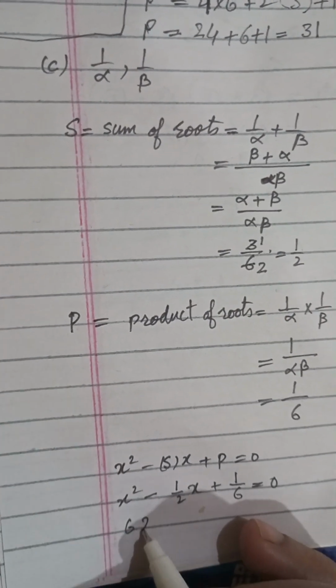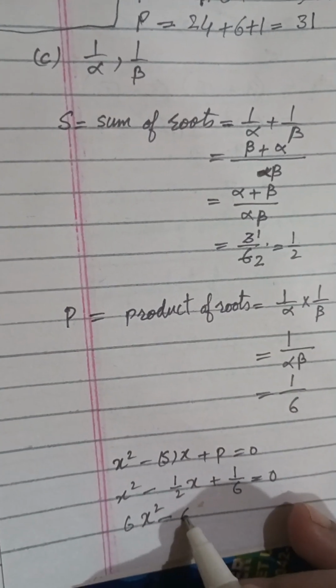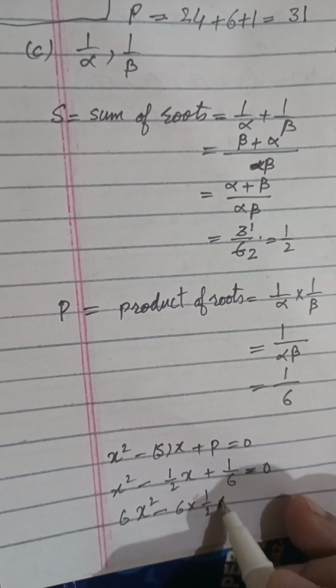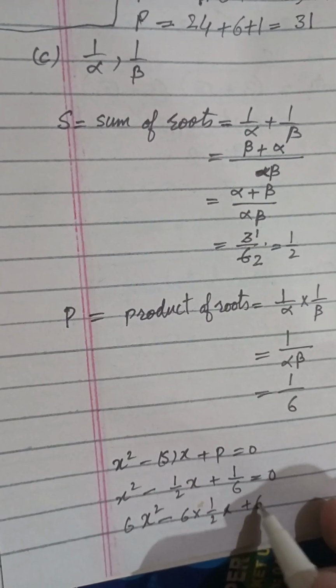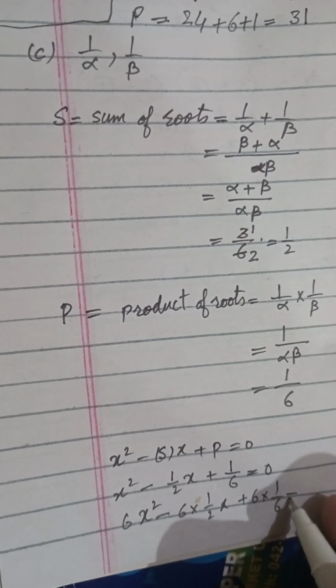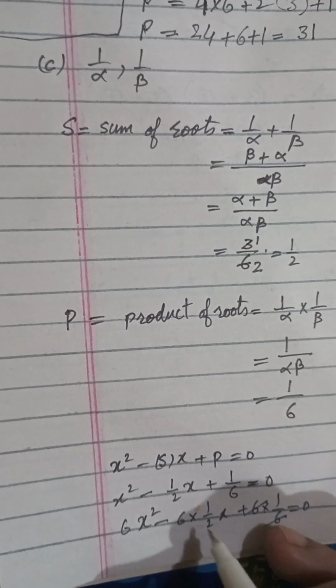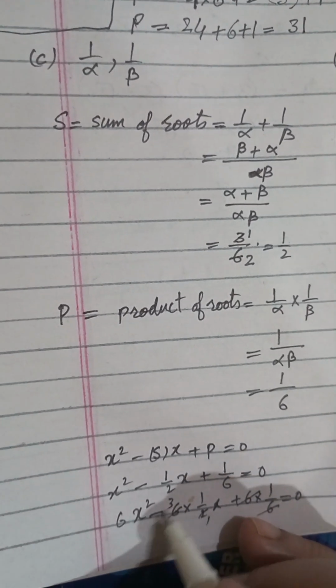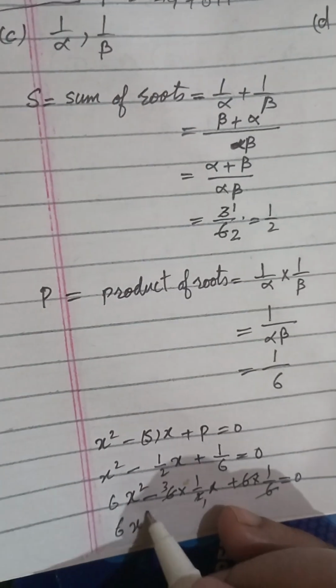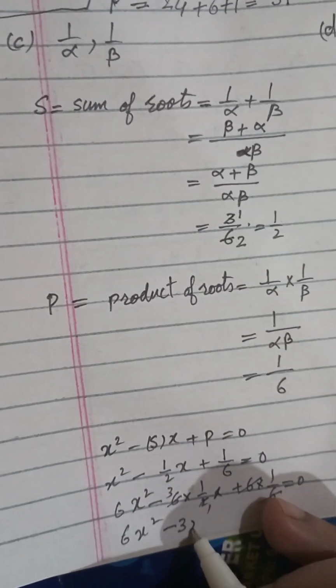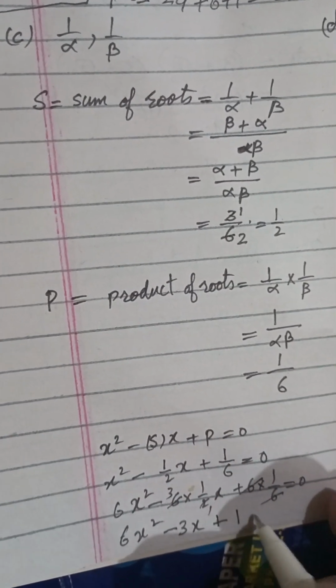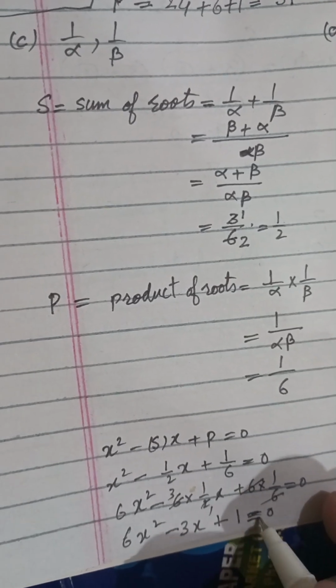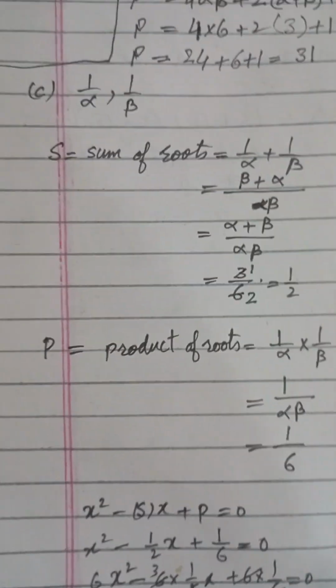the equation by 6, we get 6x square minus 6 into 1 by 2 x plus 6 into 1 by 6 is equal to 0. This will cancel. 2 1s are 2, 2 3s are 6. 6x square minus 3x plus 1 is equal to 0, is the required equation.